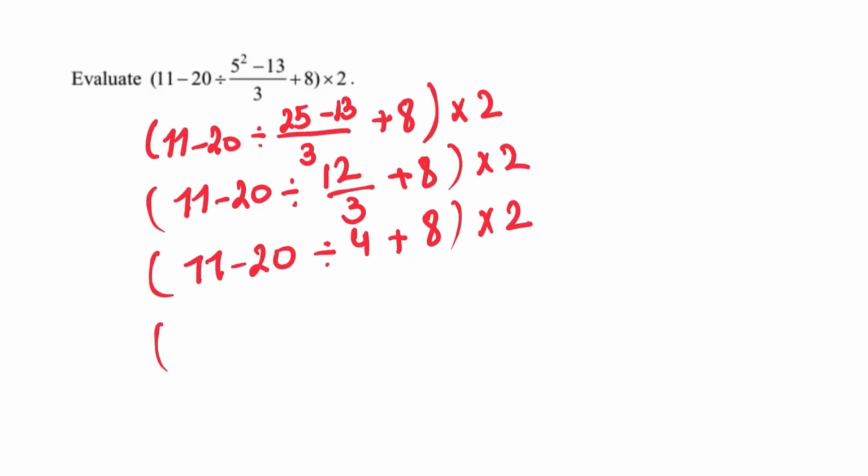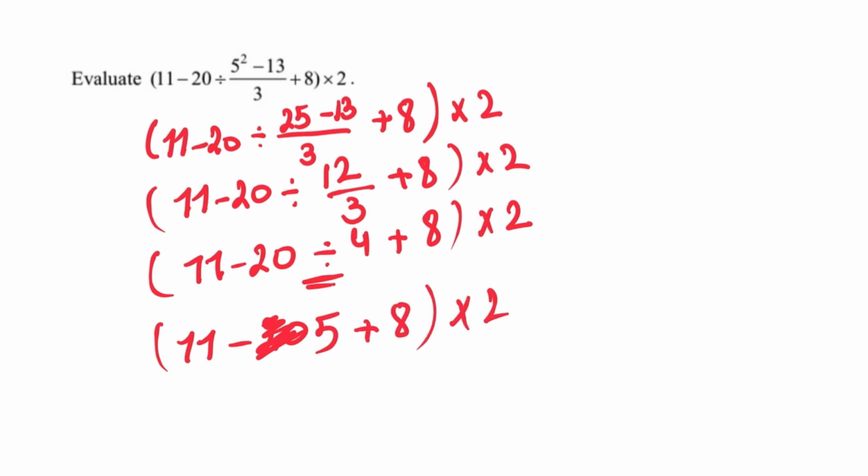What do we have? Mixed operations. We have subtraction, division, and addition. So all of them are inside the parentheses. So we start with what? Division and multiplication, okay? So we have here division. 11 minus 20 divided by 4 equals what? 20 divided by 4 here equals 5. So I'm not going to write 20. I'm going to write 5, okay? Plus 8 multiplied by 2. Next step, we have now addition and subtraction.